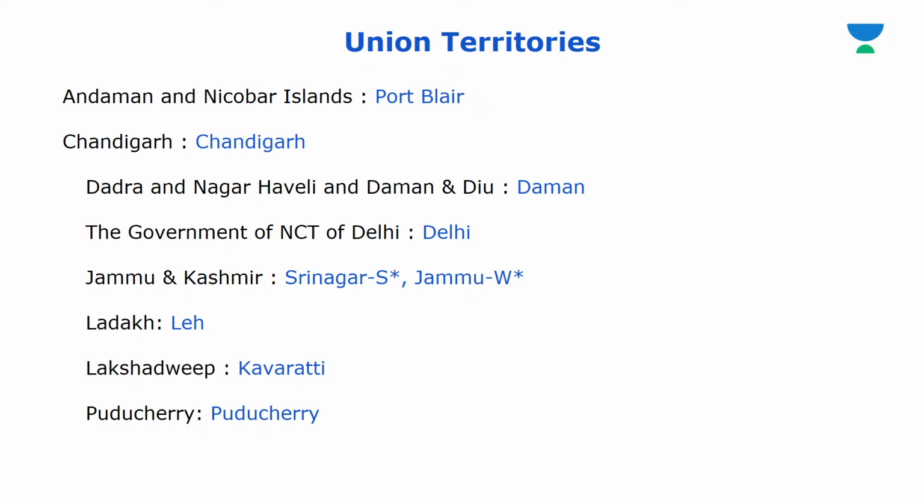Recently, we have created in 2019, that is Jammu and Kashmir Reorganization Act, was passed by the Indian Parliament, and it reconstituted the state of Jammu and Kashmir into 2 union territories, that is Jammu and Kashmir and Union Territory of Ladakh.